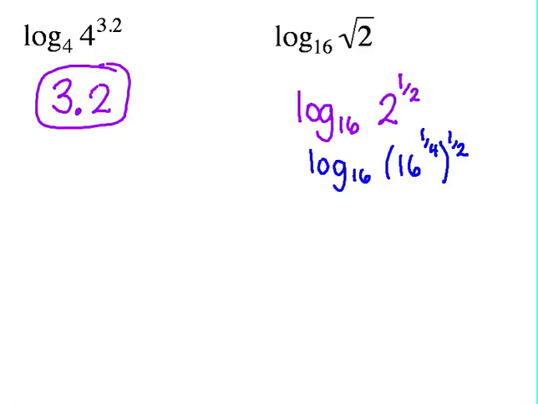And that'll work. Now, before we cancel those out, I need to go ahead and multiply these two, because it's a power to a power. What is 1/4 times 1/2? 1/8. And so what is your answer going to be? 1/8.